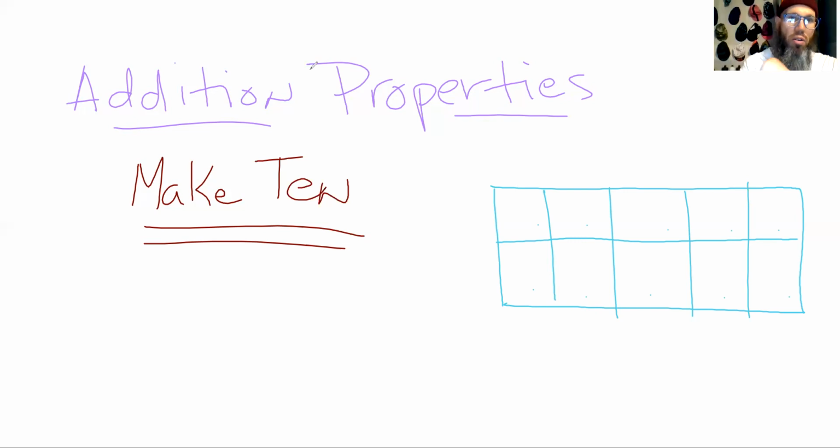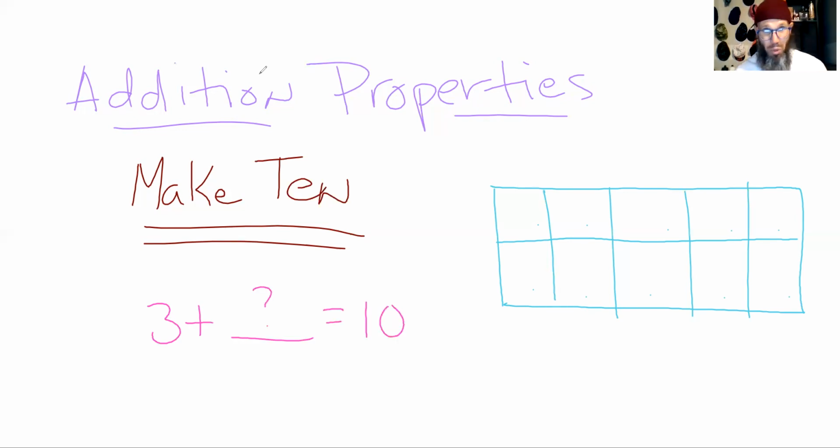If we thought about some of the equations that go with that, maybe I had 3, and I wanted to know 3 plus what is going to get me 10. What's important about being able to make 10 and use a tens frame is that I take what I have, which is 3, so I'm going to make 3. 1, 2, 3. Now, how many more sections would I have to fill up to get all 10? How many more of these squares can I fill in?